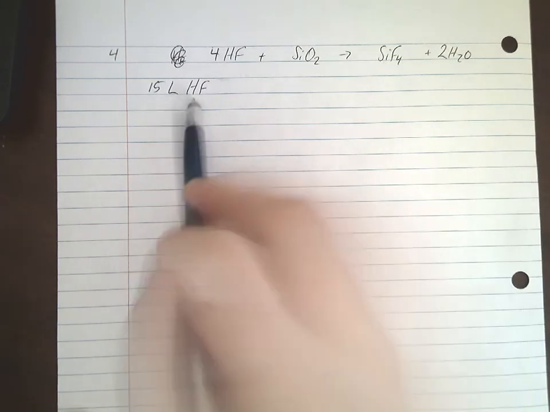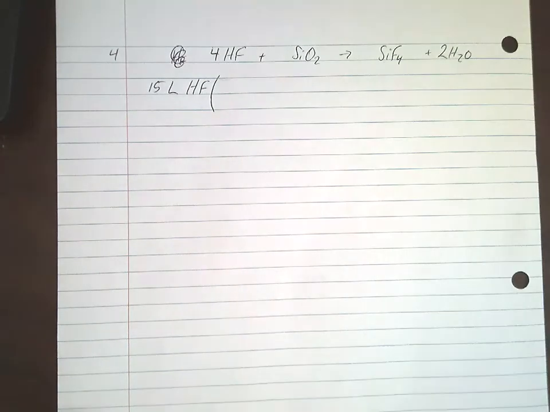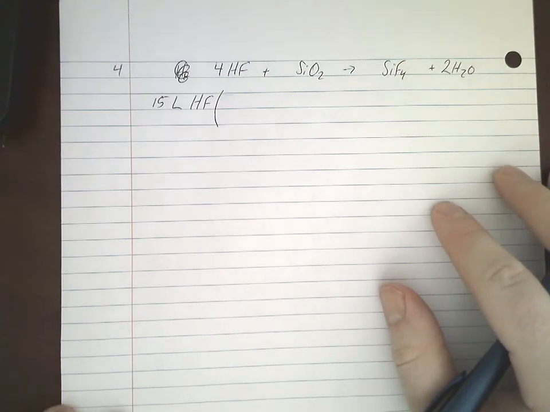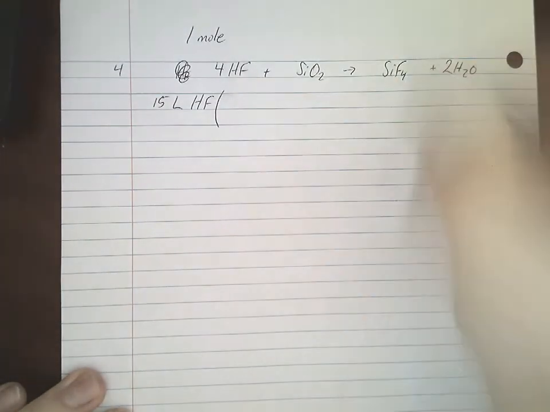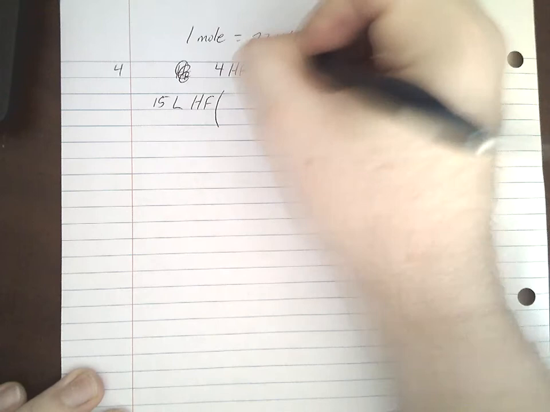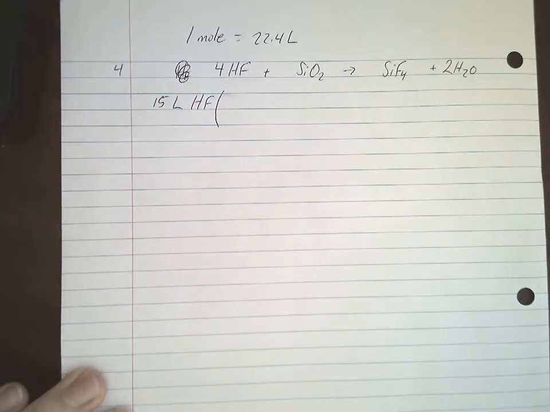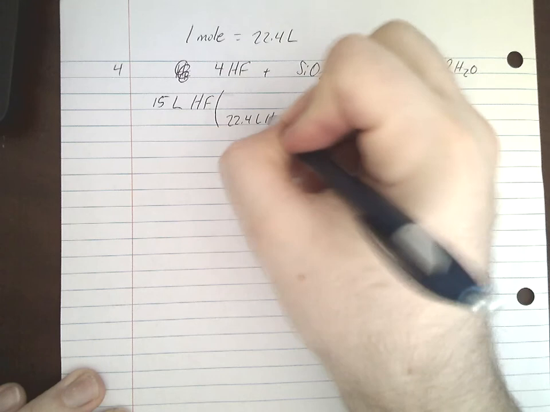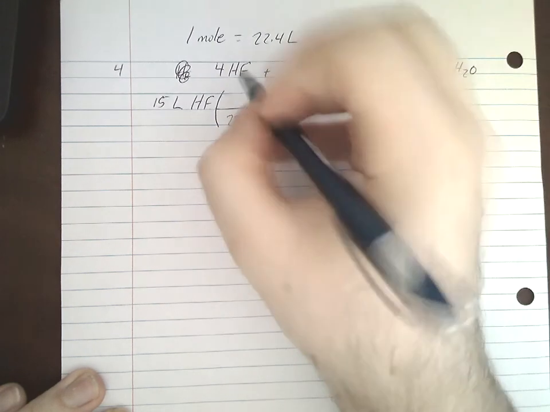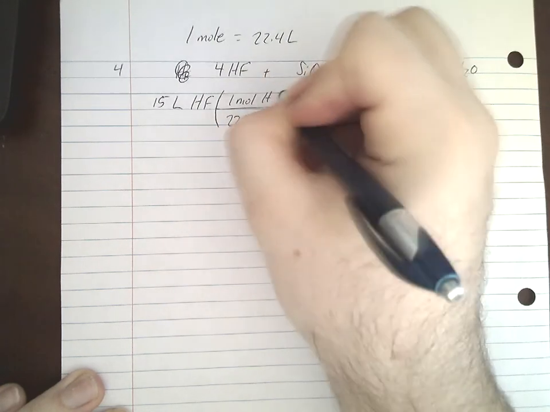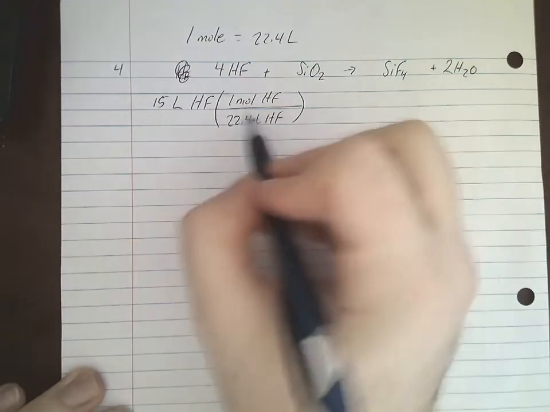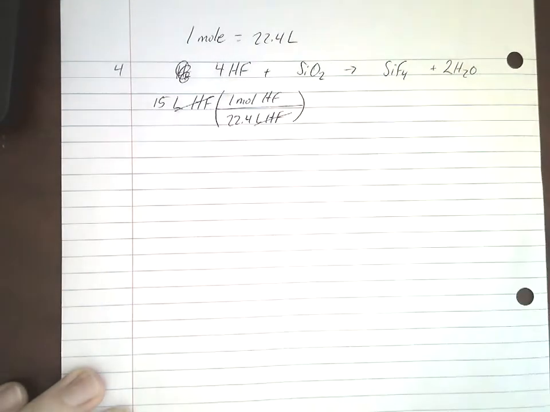So if we look at the molar map, the first thing that we need to do when we start with liters is convert into moles using the relationship of how many liters are in 1 mole of gas. Remember that 1 mole of any gas is going to be equal to 22.4 liters at standard temperature and pressure. So what that means, if I want to cancel out liters of HF, I can put 22.4 liters of HF in the bottom of the conversion. And I can put 1 mole of HF in the top. This will cancel out this unit, and right now we're going to be left with moles.